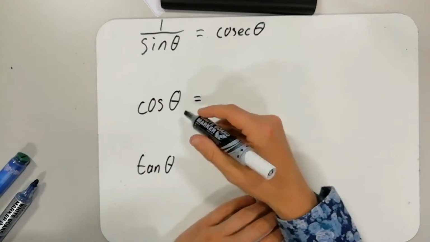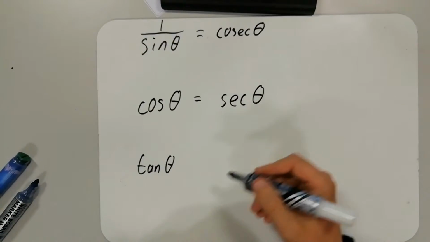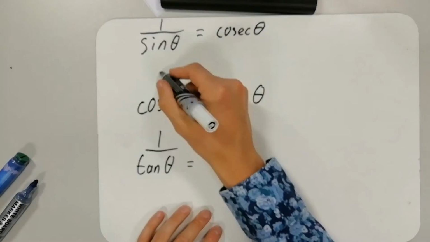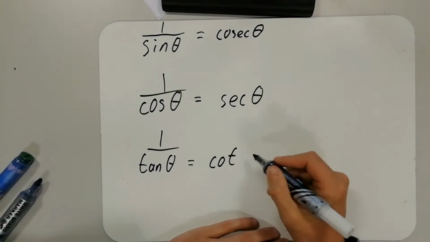Similarly, we have 1 over cos theta, which we call sec theta, and last of all, 1 over tan theta, which we call cot theta.